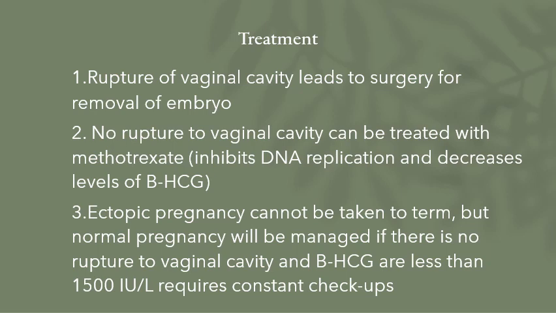The third type of treatment is if the ectopic pregnancy cannot be taken to term, but the normal pregnancy will be managed. If there is no rupture to the vaginal cavity and the gonadotropin levels are less than 1500 IU per liter, this will require constant checkups. This means that in a heterotopic ectopic pregnancy, the ectopic pregnancy will not be taken to term, but the normal pregnancy can be managed and be taken to term.